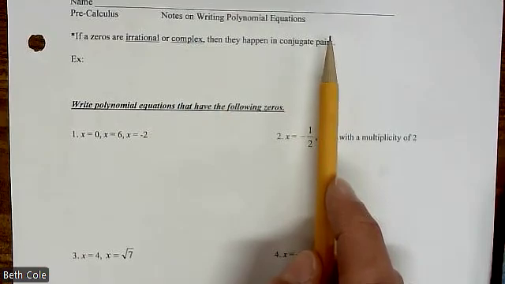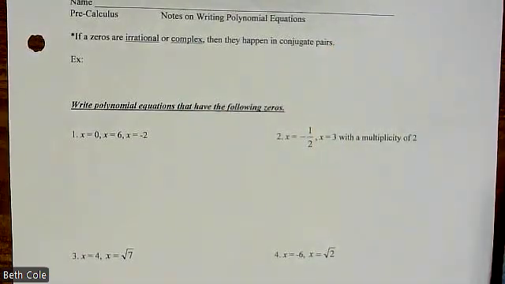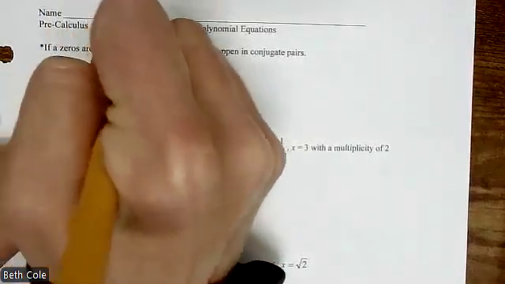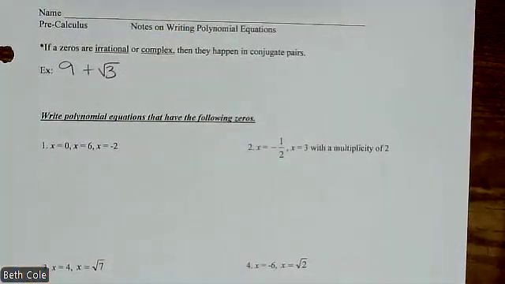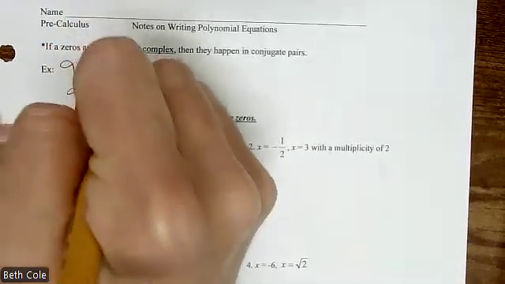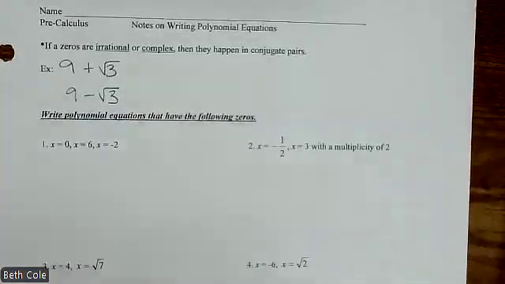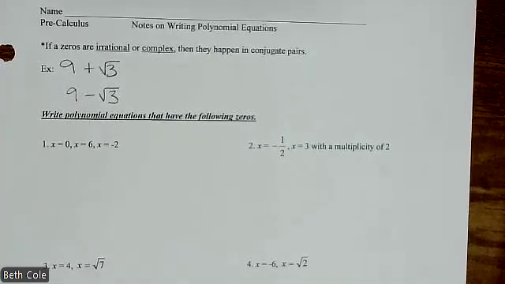So for example, can you give me some single digit numbers and I'll just make something up? 3. So say we have 9 plus square root of 3. Say that's one of your zeros. Even if the problem doesn't say it, that means you need to know that 9 minus square root of 3 is also a zero. Even if they don't come out and say it, you need to know that that pair is in there. And it comes from the plus minus of the square root. Okay, so you need to know that it's there.